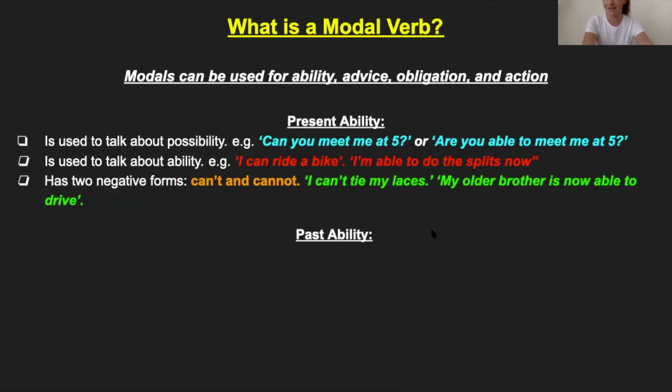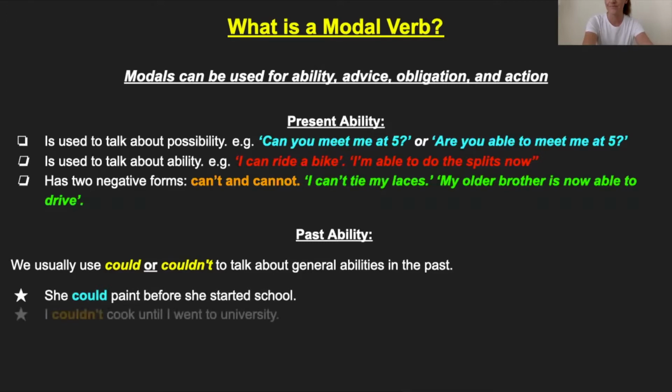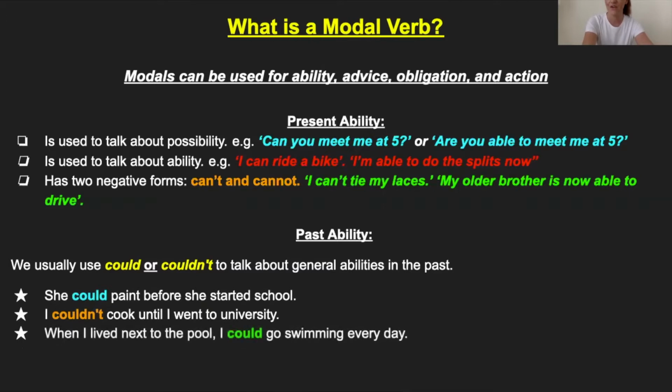So moving on to the past. Can you think of sentences in the past using the past ability of the modal verb? We usually use could or couldn't to talk about general abilities in the past. She could paint before she started school. I couldn't cook until I went to university. When I lived next to the pool, I could go swimming every day.